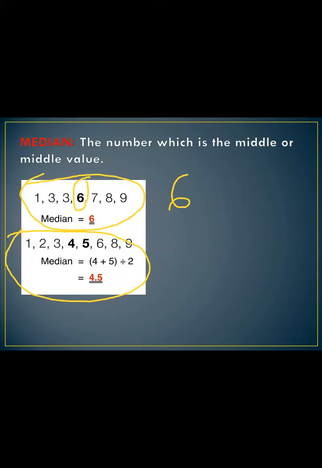Next, the second example. How many values do we have here? We have 8 values. So what is the middle? Here we don't have a single middle; we have middle values, yes? 4 and 5. So to find the median, we will find their mean. 4 plus 5 over 2 is equal to 4.5. So the median of the second example is 4.5.